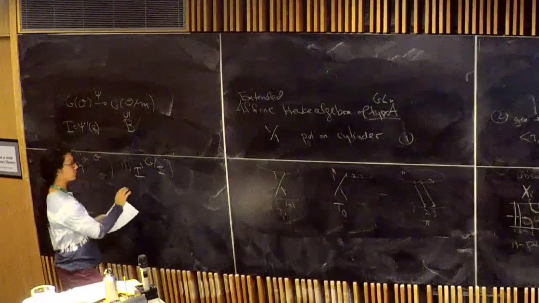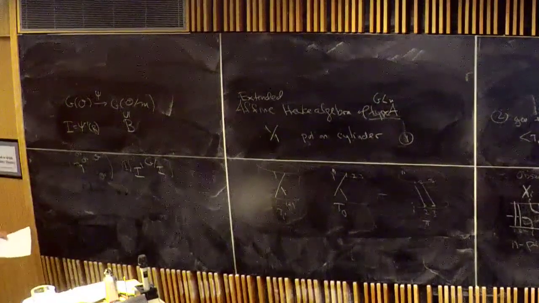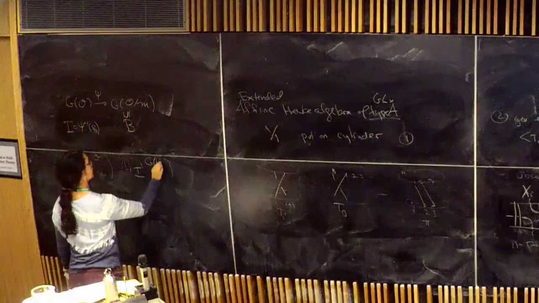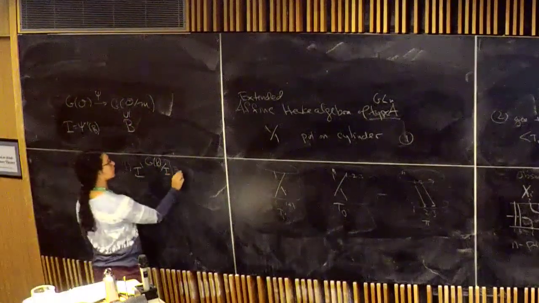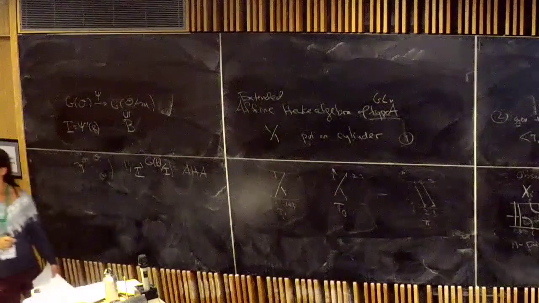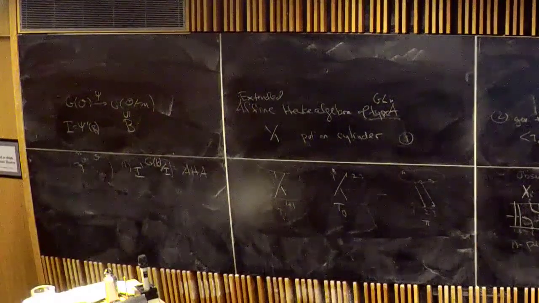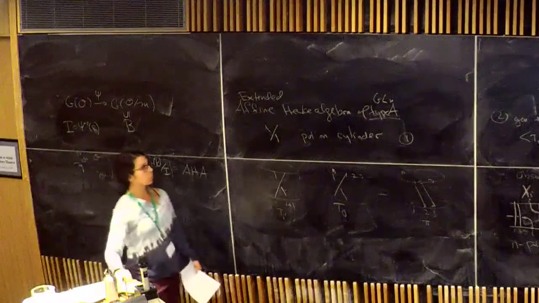Whatever field you want to put. Can you write G(K)? Sure, there are so many G's. Yes. So this is isomorphic to your extended affine Hecke algebra, which I write AHA.